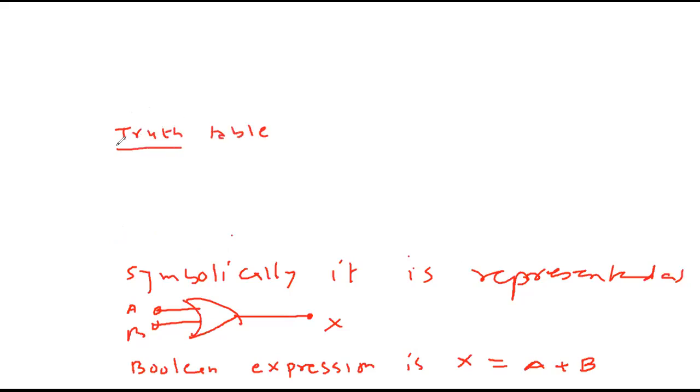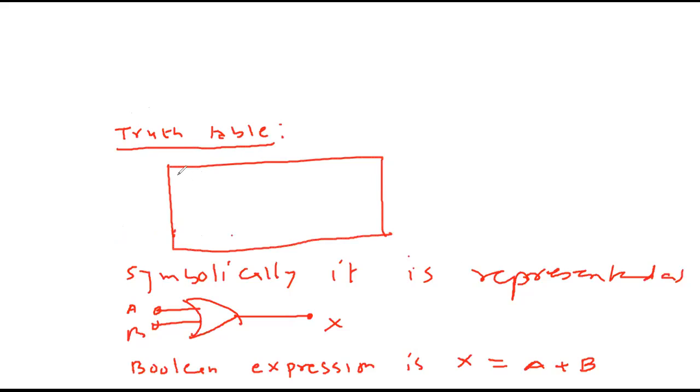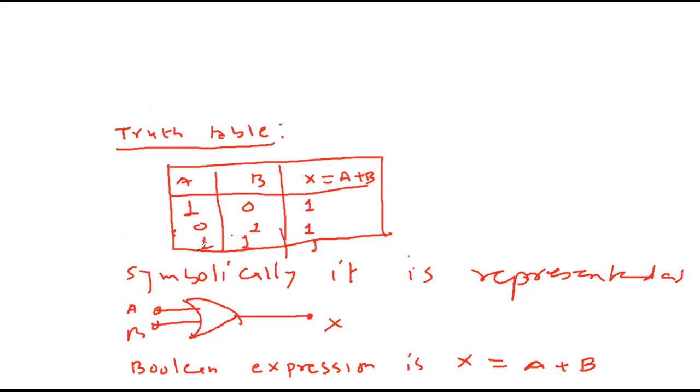Truth table. A, B, A plus B. 1, 0, 1; 0, 1, 1; 1, 1, also 1. Only when 0, 0, it will be 0. This is the truth table.